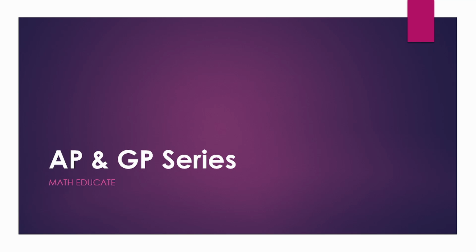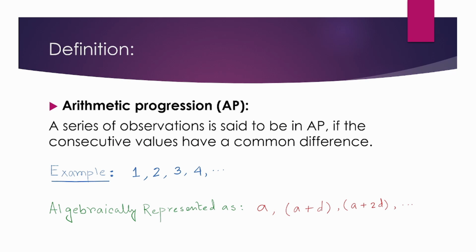Today I would be talking about AP series and GP series. So AP stands for arithmetic progression and GP stands for geometric progression. Let's see the definition first.